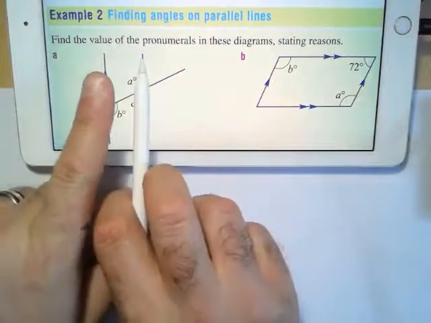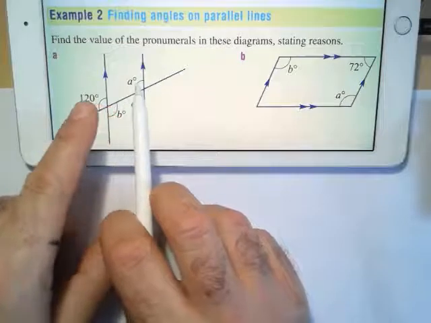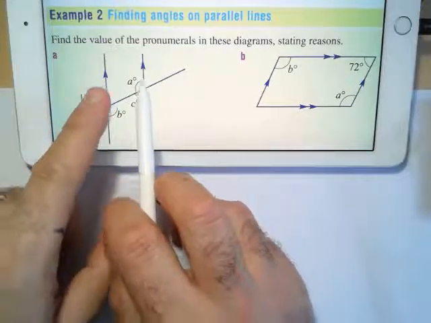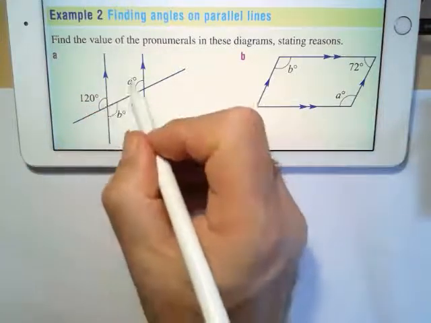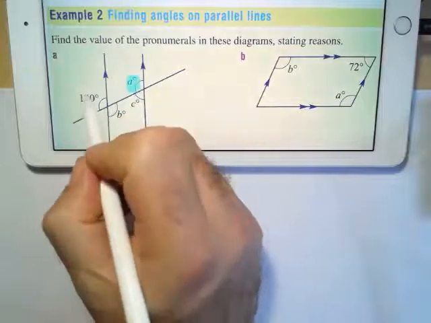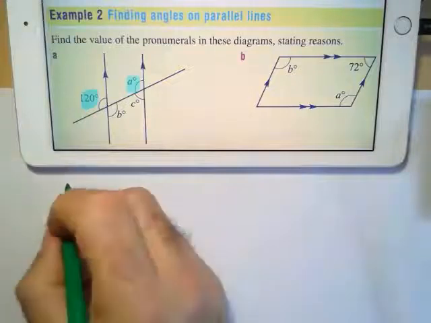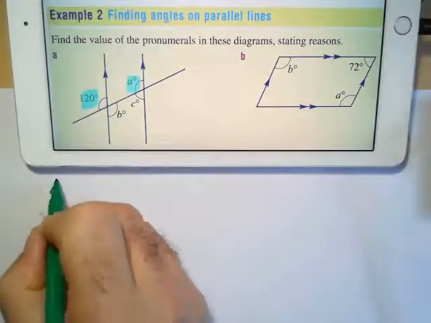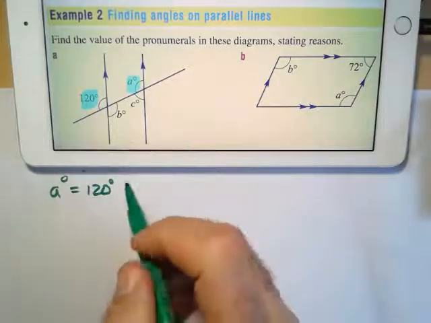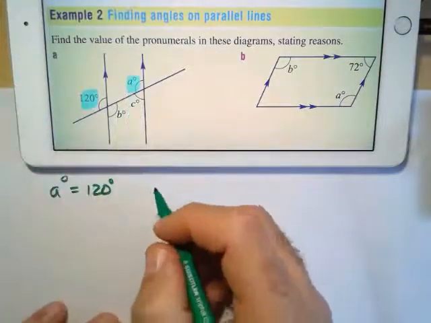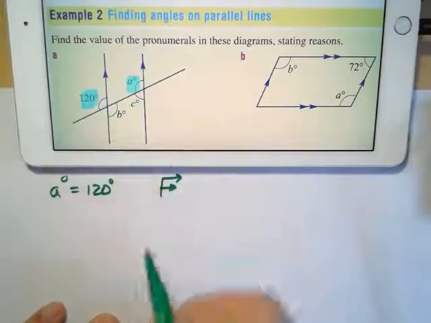If I have my two parallel lines, I look at A and I see that A is on the corresponding side, so it's on the same side of the parallel lines of the transversal. In other words, this angle here is exactly as big as that angle there. So I can start off by saying A degrees equals 120 degrees. What's my reason for saying so? Well, they are corresponding angles, so my answer is corresponding angles.